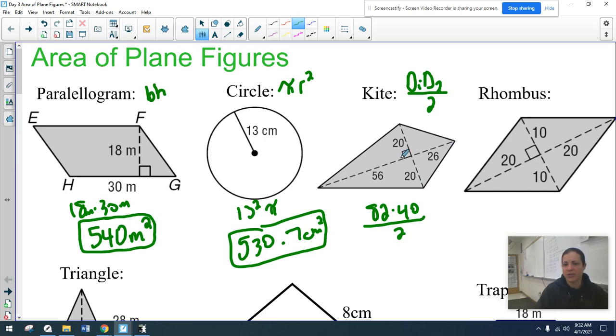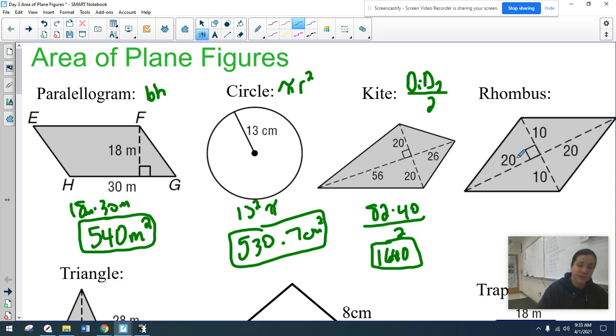Okay, so we've got a bunch of triangles in there, so maybe that's a way to help you remember to put the half in there. So I've got to do 82 times 40, and then divide that by 2. That's going to give me 1,640. And then units squared, but they didn't put anything, so I won't be fussy about you putting anything.